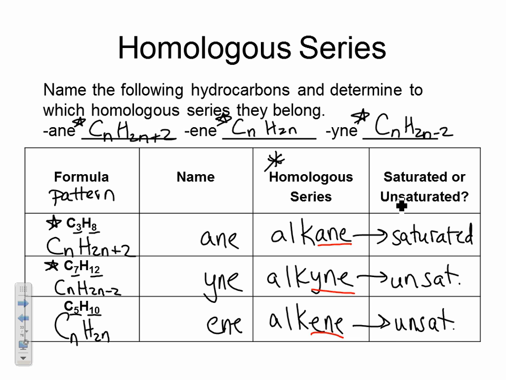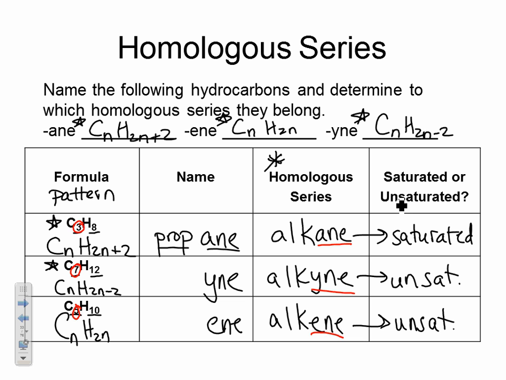I know that if it's an alkane, it's going to end in -ane. And then in terms of filling in the prefix, I'm simply going to look at the number of carbon atoms and use the appropriate prefix for that number of carbon atoms. So if there are 3 carbons, the prefix is prop. Therefore, the entire name is propane.